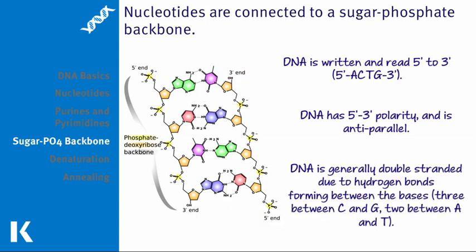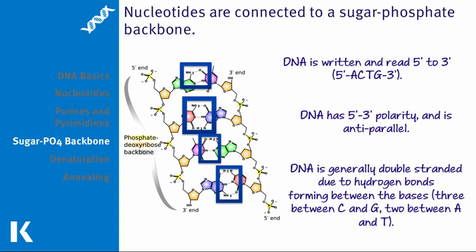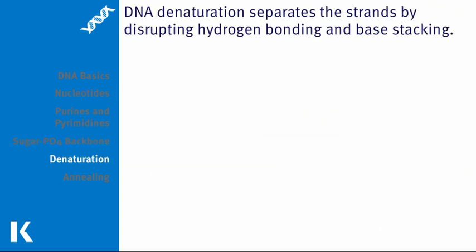Double-stranded DNA forms due to the energetic favorability of hydrogen bonds forming between base pairs. Cytosine and guanine share 3 hydrogen bonds, while adenine and thymine share 2 hydrogen bonds. Because it takes more energy to break higher numbers of bonds, DNA with a larger percentage of cytosine-guanine bonds will be more stable. The process of breaking hydrogen bonds that connect 2 strands of DNA is called denaturing.